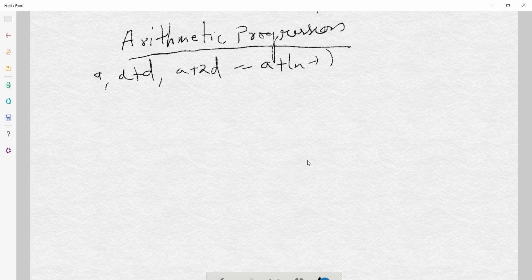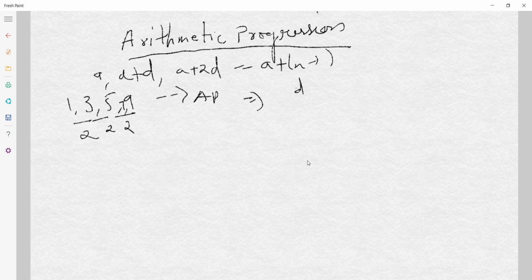So for instance, let me give an example. Let's look at a sequence of real numbers like 1, 3, 5, 7, 9. This is an arithmetic progression. Reason being, if you take the difference between these two, it will be 2. These two, it will be 2. Then 7, then 9, so this will be 2. So there is a common difference equal to 2, and this is an AP.